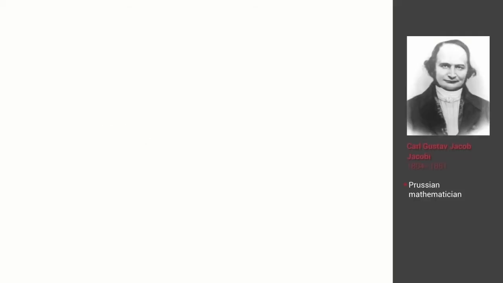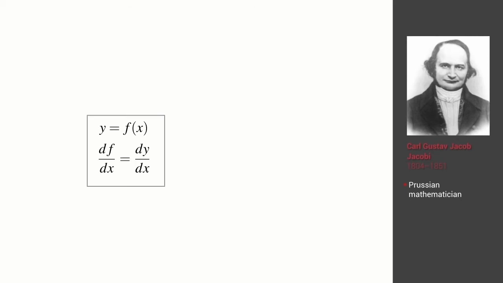The Jacobian matrix that we just introduced is named after this gentleman, a 19th century mathematician, Carl Gustav Jacob Jacobi. You'd be very familiar with a functional expression like this. y is a function of x, where x is a scalar and y is a scalar. And then we could write the derivative of the function y with respect to x.